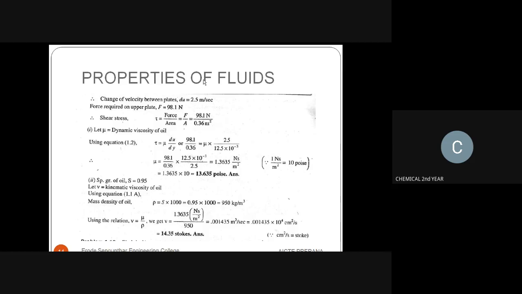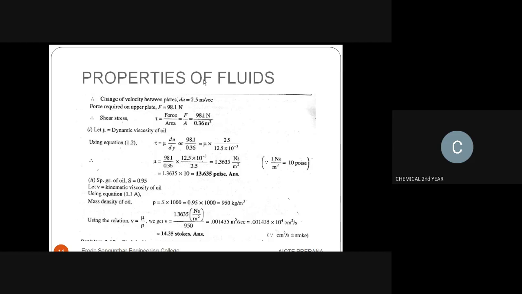So next they have asked the kinematic viscosity of the oil. Right. So kinematic viscosity is equal to the ratio of dynamic viscosity to the density of the oil. You know the kinematic viscosity is denoted by the symbol nu. So before proceeding to the substitution part, you need to calculate the density. They have given the specific gravity here. Specific gravity of the oil is given as 0.95.